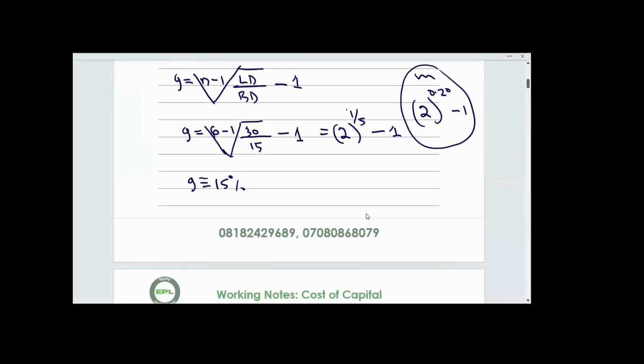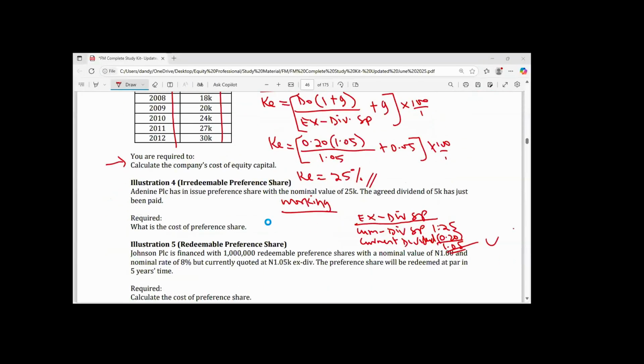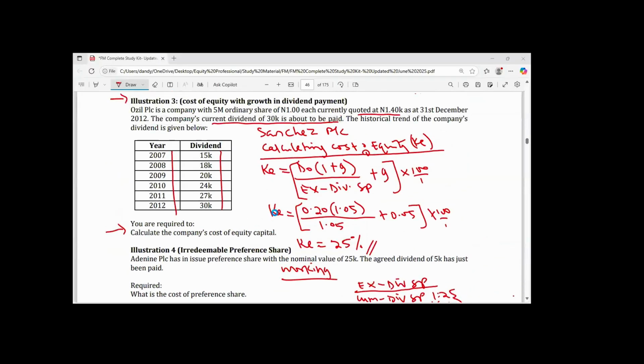Let me stop sharing this and go back to the material. Let me see if there's anyone I want to add before we go to cost of preference share. Okay, I think that's it. When we get to weighted average cost of capital, we are going to solve bigger questions. These are the concepts of cost of equity that I've explained to you. We did it last time, and I'm doing the same now. Now I've practicalized it using some examples to drive home the point.